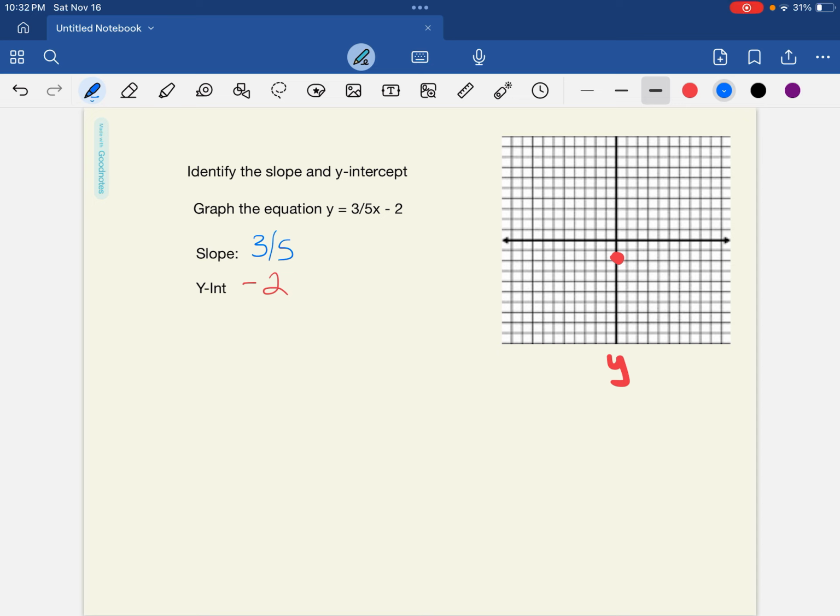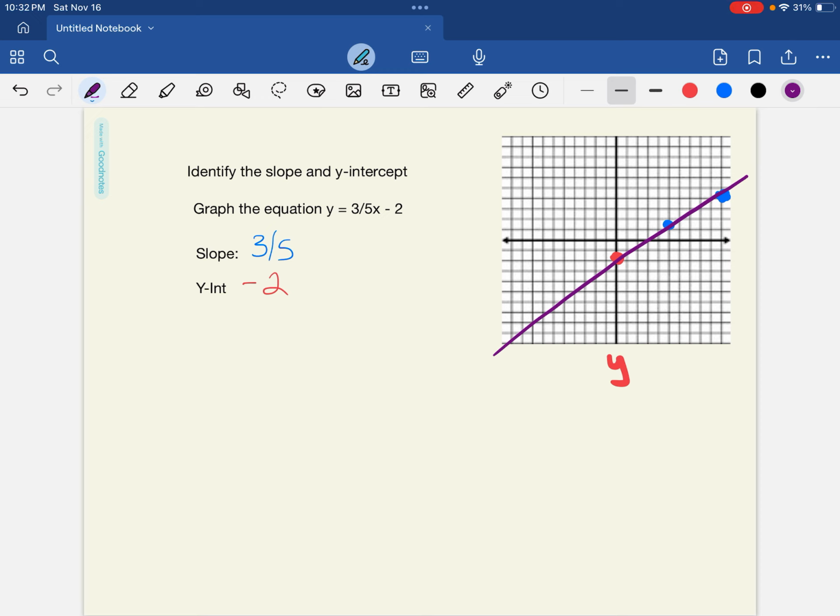My slope is +3/5, so I am going to go up 3 lines and right 5. And then I'm going to put a dot at that new point. And then I will do that a second time. When we are graphing our lines, we want to have at least 3 points. Once I have these 3 points, I'm going to use a straight edge and connect through them. And there is my graph of the equation, y is equal to 3/5 x minus 2.